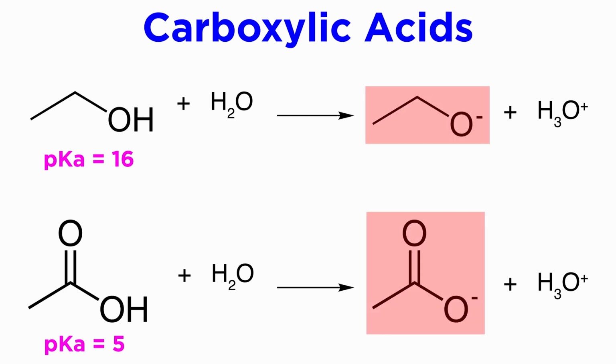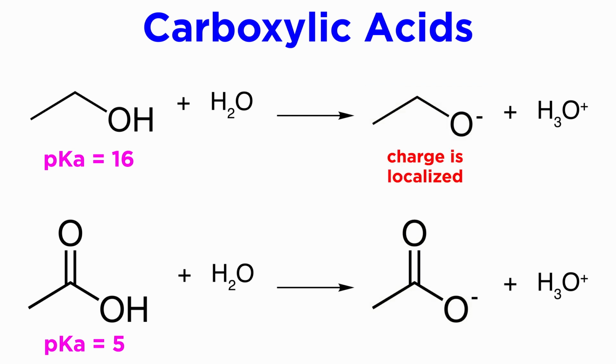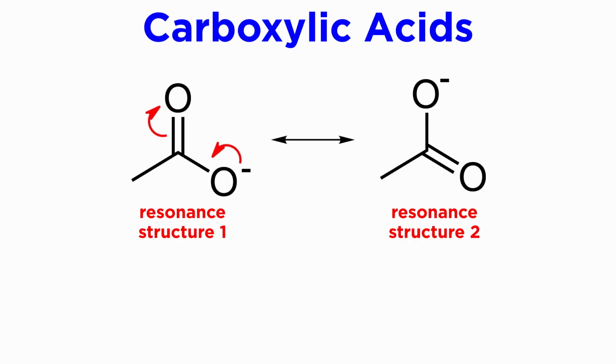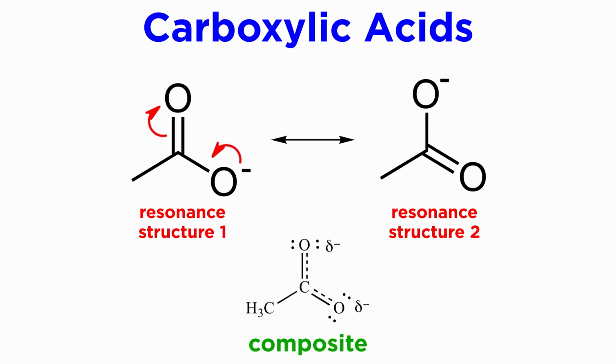The reason for this is best understood by looking at the conjugate bases. The conjugate base of ethanol, ethoxide, has a negative charge localized exclusively on the oxygen atom. The acetate ion, however, exhibits resonance stabilization. The negative charge can be distributed between the two oxygen atoms given the two valid resonance structures, yielding a composite resonance structure with delocalized pi electron density all along the functional group.